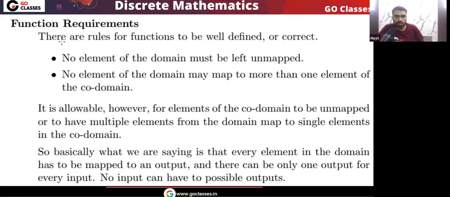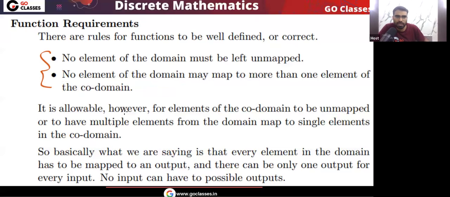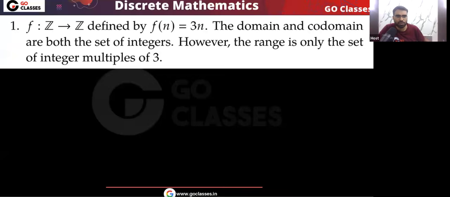Now let's move on. Look at the definition of function. Function from domain to codomain. Then what will happen? No element of domain is left unmapped. Agree with me? Means every element of domain must have a mapping. Also, no element of domain is mapping to more than one element of codomain. So if you combine these two, we will say that every element of domain is mapping to exactly one element of codomain. This is the definition of function.